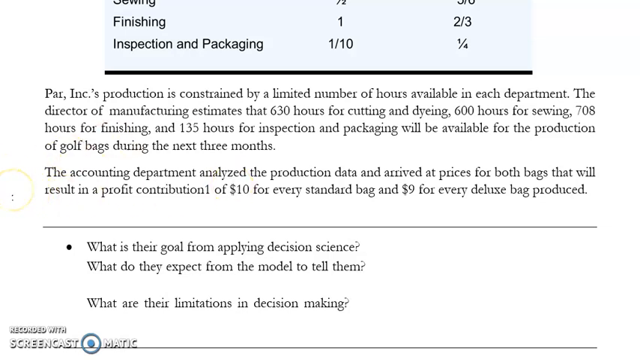The last paragraph here says the accounting department analyzed the production data and arrived at prices for both bags that will result in a profit contribution of $10 for every standard bag and $9 for every deluxe bag produced. Now, that is the problem that we have here. Why are they trying to do it through management science? Because they are confused. They cannot come to the best decision on their own. Now they have come to you and they ask you to give them the best answer.